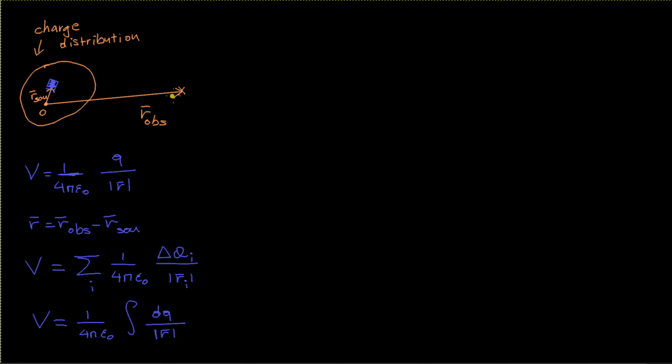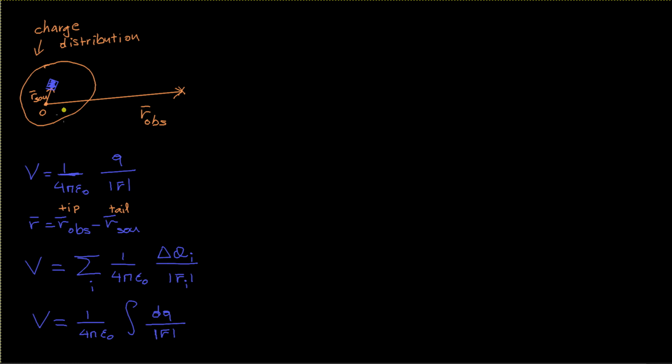Now, I know what the potential is from a point charge: 1 over 4 pi epsilon naught, a charge q over the relative position vector from the source to the observation location. So the vector r is defined as r obs minus r source. This vector r has the tip here and the tail here.